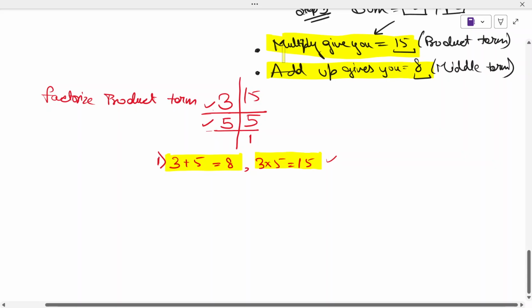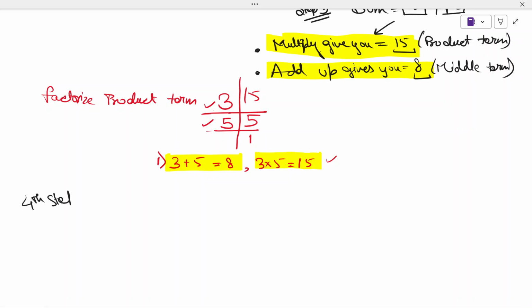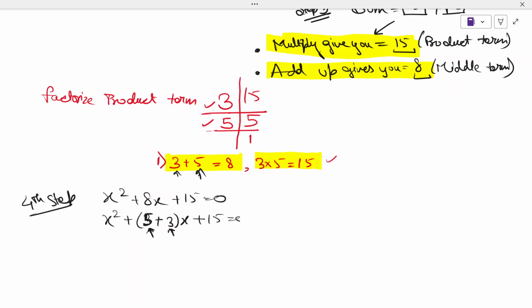Now your fourth step is to split the middle term using these two numbers. x square plus 8x plus 15 equals 0. Now split using these two numbers: 5 plus 3. Why am I writing 5 plus 3? Always remember this point, that the greater term is written first and the smaller term second, so that you can get the correct answer. Plus 15 equals 0.